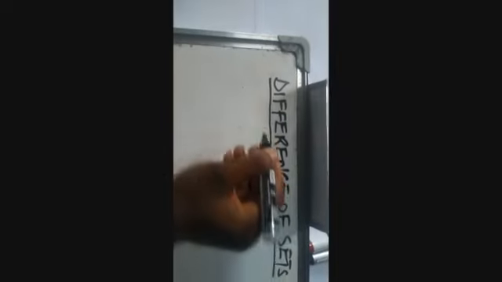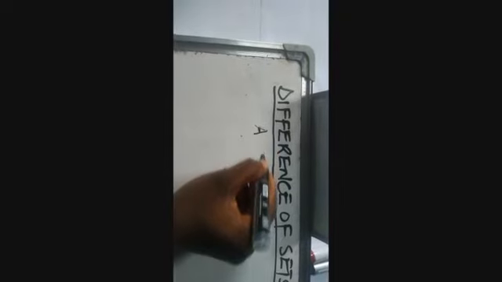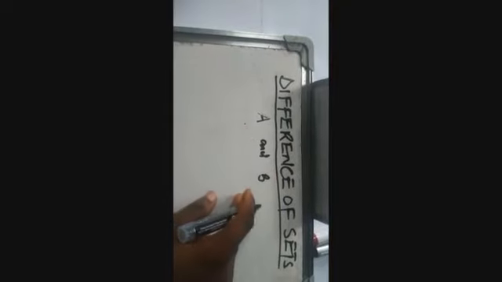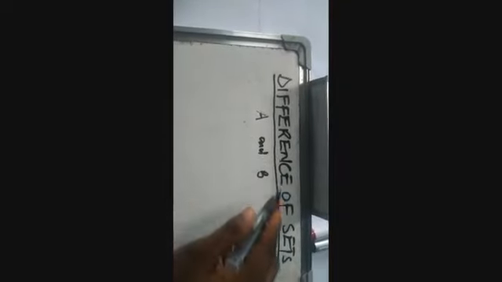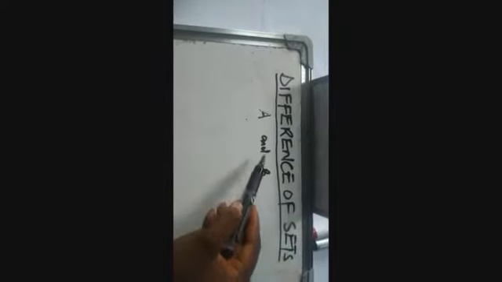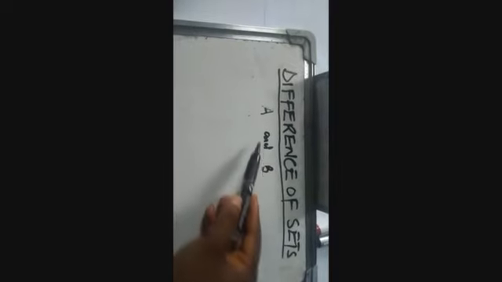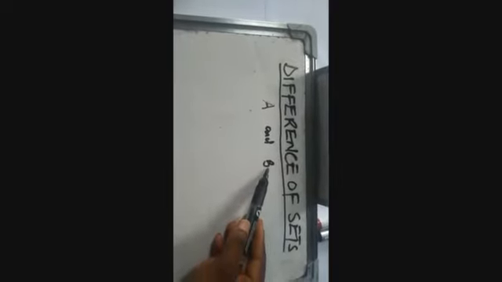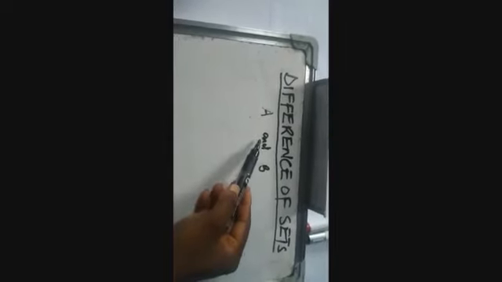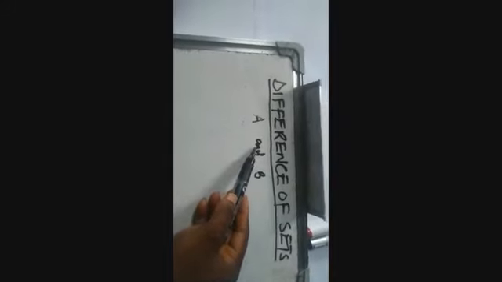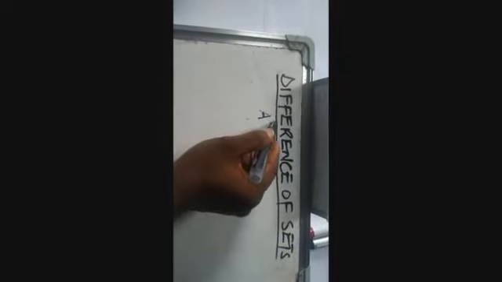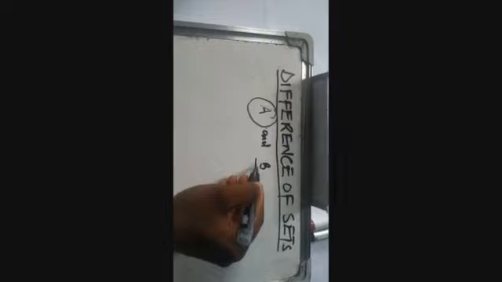Given any two sets, A and B, the difference of these two sets is the elements we can find in A but cannot find in B. Those elements are found in A but are not contained in B.